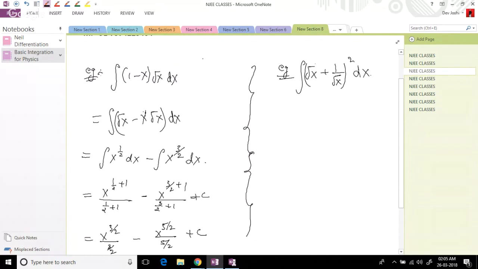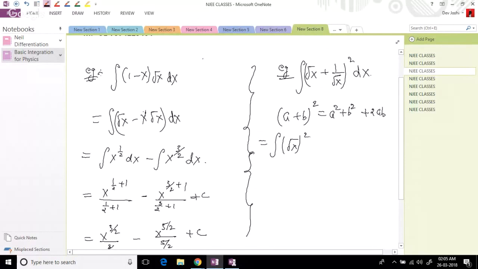Another example: the integral of (root x plus 1 by root x) whole square. Just apply the formula (a plus b) whole square, which is a square plus b square plus 2ab. So we have the integral of (root x) whole square dx plus the integral of (1 upon root x) whole square dx plus the integral of 2ab, that is 2 root x into 1 by root x dx.